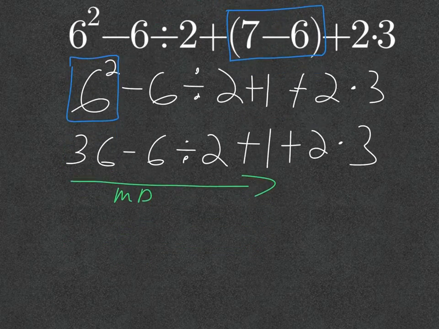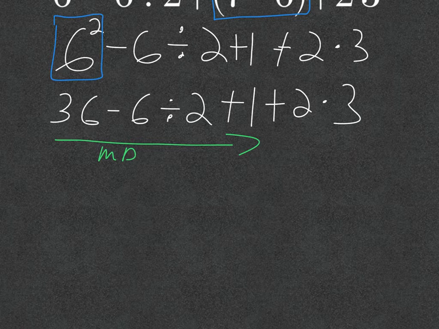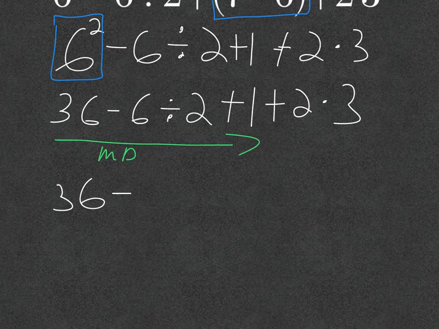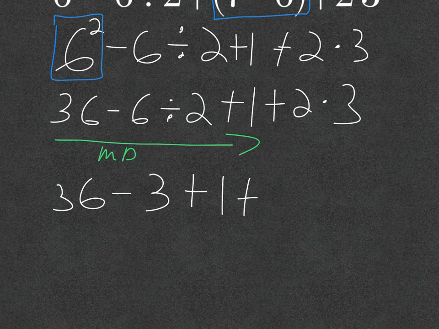I'm going to scroll up just a little. And we've got 6 divided by 2. That is multiplication or division. That's division, right? So we're going to rewrite 36 because we didn't need it, and then minus 6 divided by 2. It's 3. Plus 1. It's not a multiplication or division. And then plus, and here we've got 2 times 3. That's multiplication. So let's evaluate that. 2 times 3 is 6. Okay? So we evaluate our multiplication and division left to right.